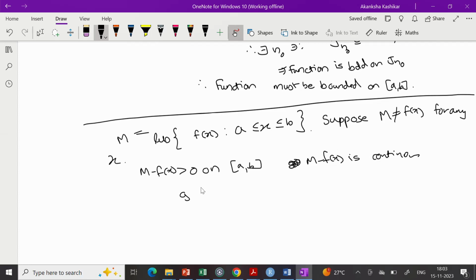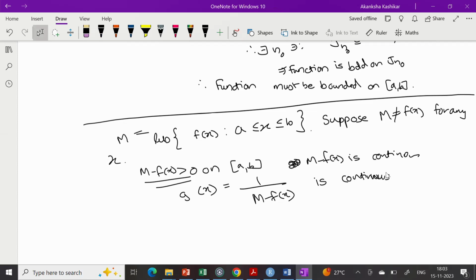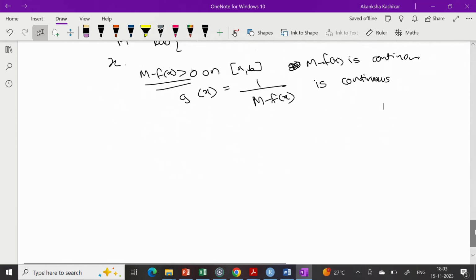As a result, if I define g as 1 upon M minus f(x), then g is still continuous. I can define this g because M minus f(x) is positive. If M minus f(x) took the value 0, then I could not define this g. But right now it is taking only positive values, so I can define g, and it is continuous. We have already proved that if f is continuous and takes non-zero values, then 1 by f is also continuous.